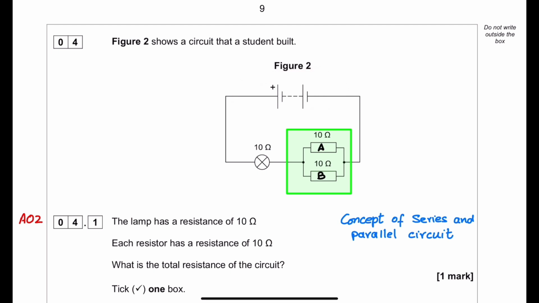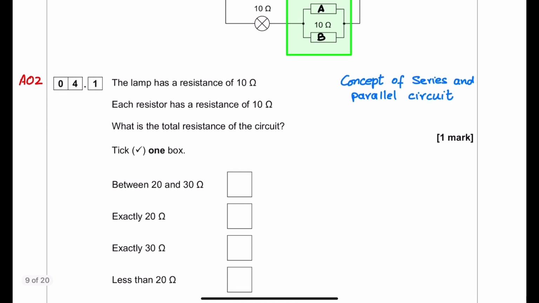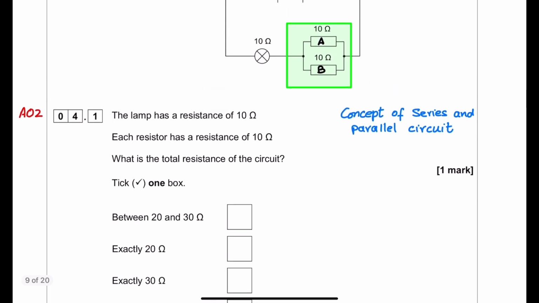4.1 is an AO2 question. The lamp has a resistance of 10 ohms. Each resistor has a resistance of 10 ohms. What is the total resistance of the circuit? This question is from the concept of series and parallel circuits. Different options are given here. We need to find the total resistance of the circuit.